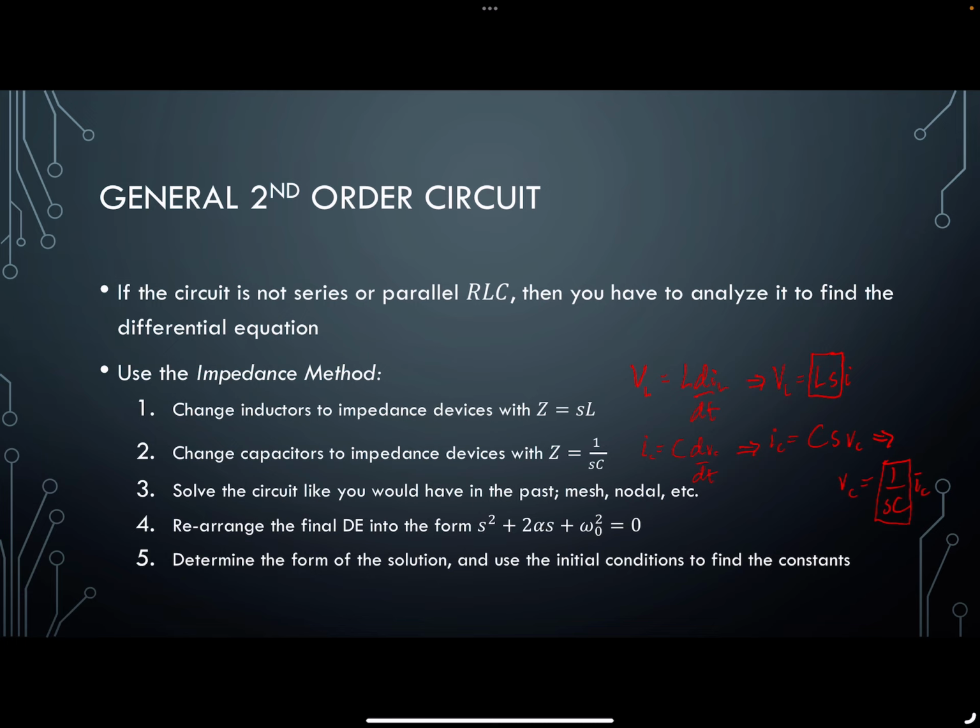So what you do is you change all the devices to impedance devices, and then you can analyze the whole circuit just like we would have done before with resistors. So you do nodal analysis, mesh analysis, etc. Once you've done that, you can rearrange everything to get a final form for the differential equation, and then use that to find the form of the solution. So let's see how that plays out on an actual circuit.